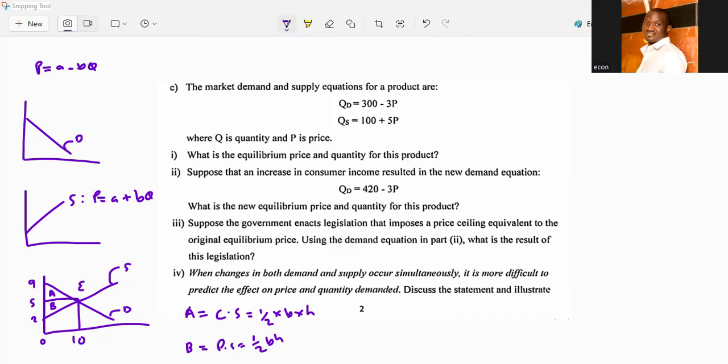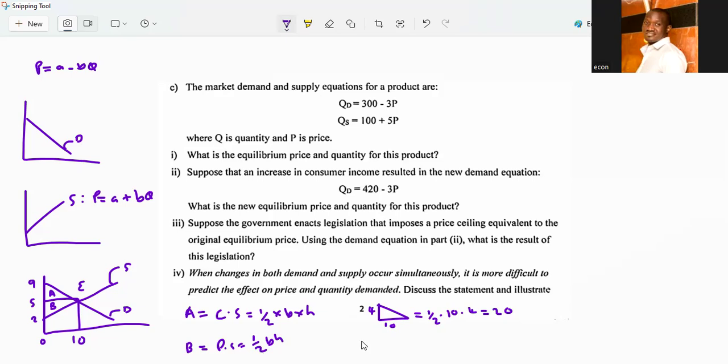So this is what we are talking about. So what is the distance? This triangle, if we're going to extract it, it looks something like this. So the distance from here to here is what? 10, right? And the distance from here to here, from 5 to 9, is 4. So half BH is half times what? 10 times what? 4. What do we get? 20. So this is called the consumer surplus.